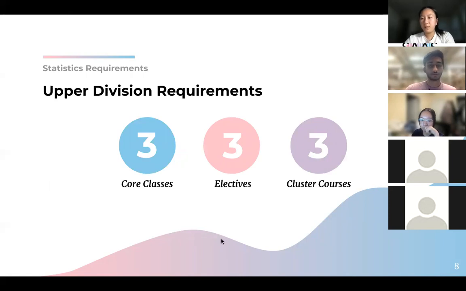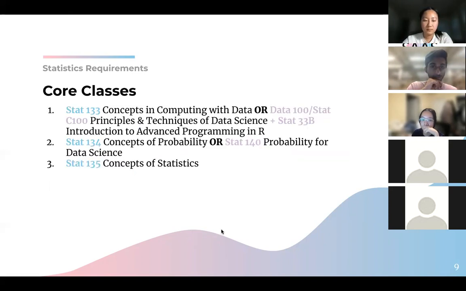Now, with upper division requirements, it's split up into 3 sections now. So you have your core classes, your electives, and your cluster courses. With core classes, some of it intersects with the prereqs. So 134 and 135 are technically electives, but they're also prereqs for you to declare the major. So again, when I say 134, it's 134 or 140.